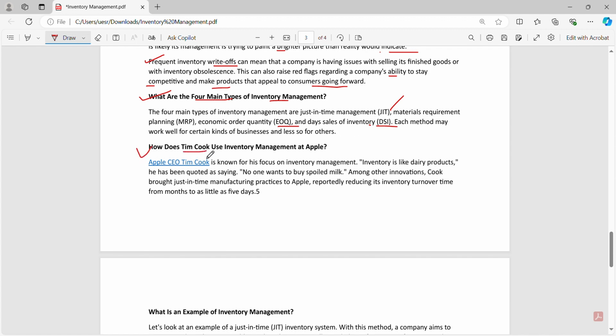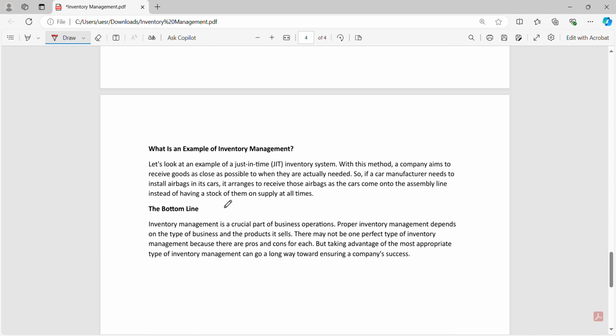How does Tim Cook use inventory management at Apple? Apple CEO Tim Cook is known for his focus on inventory management. Inventory is like dairy products. He has been quoted as saying, "No one wants to buy spoiled milk." Among other innovations, Cook brought just-in-time manufacturing practice to Apple, reportedly reducing its inventory turnover time from months to as little as 5 days.